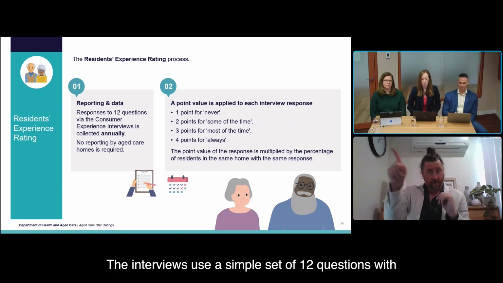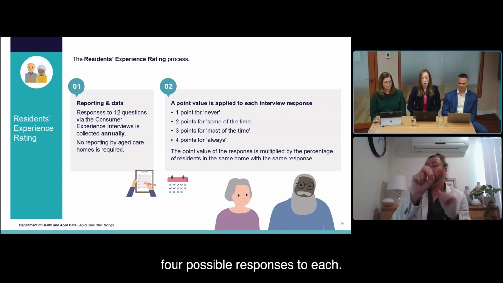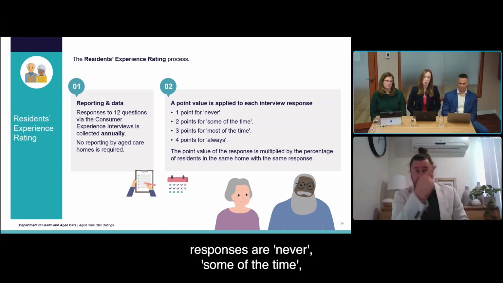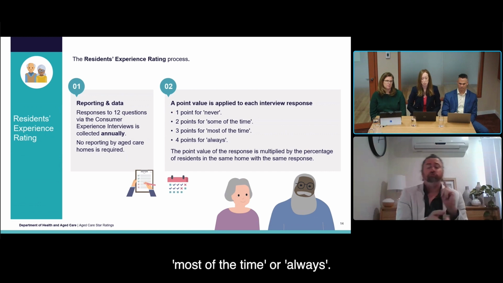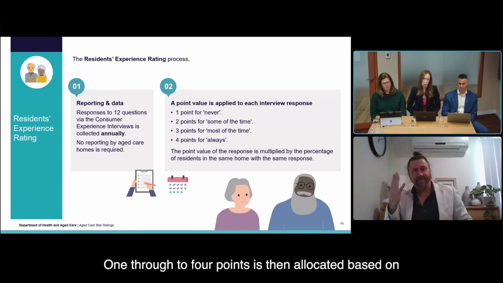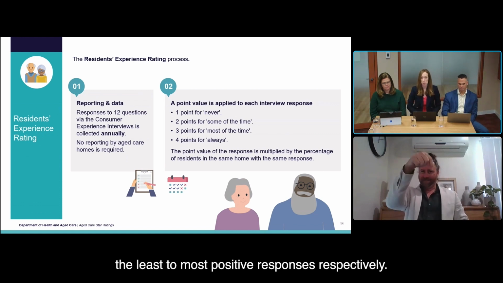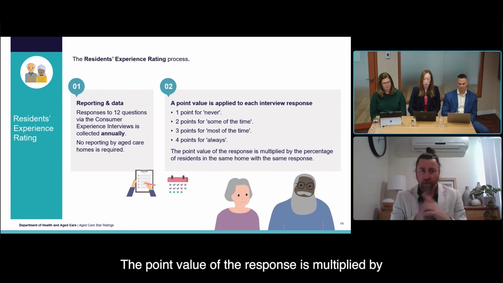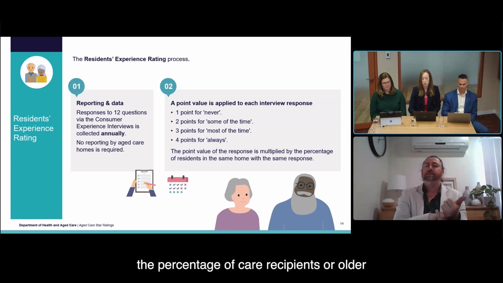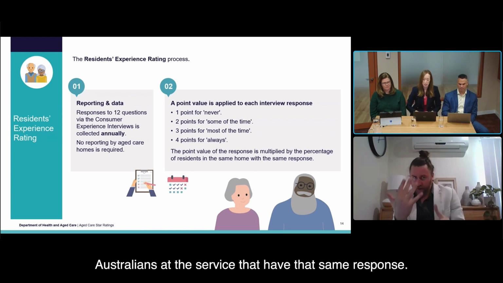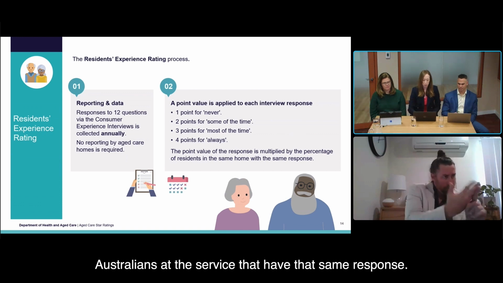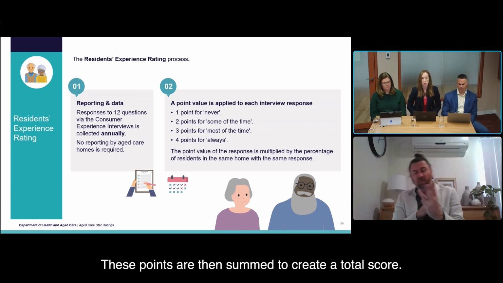The interviews use a simple set of 12 questions with 4 possible responses to each. You can see these listed on the screen, and these responses are never, some of the time, most of the time, or always. 1 through to 4 points is then allocated based on the least to most positive responses, respectively. The point value of the response is multiplied by the percentage of care recipients or older Australians at the service that had that same response. These points are then summed to create a total score.